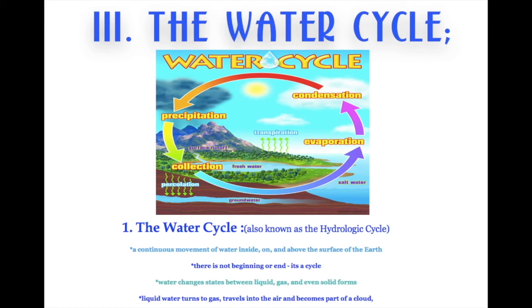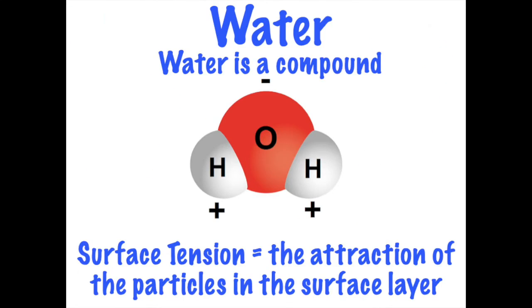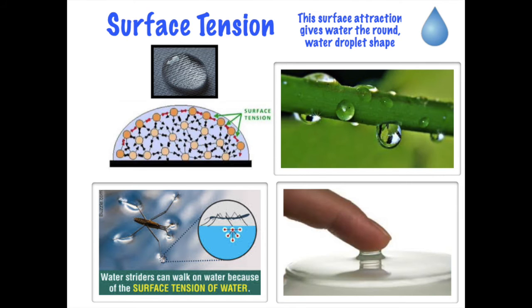So let's take a look at some of these terms. Water is a compound comprising two elements, oxygen and hydrogen. Oxygen has a negative charge or negative attraction, while the hydrogen has a positive attraction, and the hydrogen is going to be attracted to the oxygen of a new compound. Now, surface tension is the attraction of those water molecules on the outside of the water droplet, forming the dome shape.